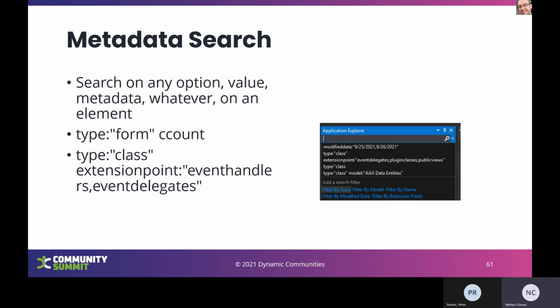You can specify types, and there's a search syntax that is available. It's not painfully apparent, and it's not documented the greatest. But if you want to search for a particular type, you can do that. One of the things that I found really helpful is the type search for type class where the extension point is an event delegate.